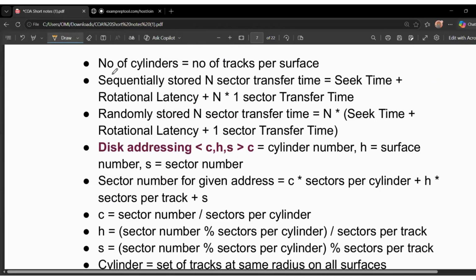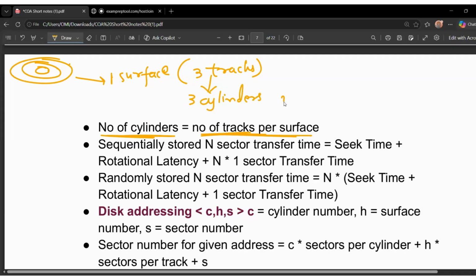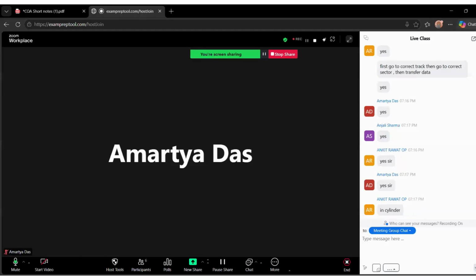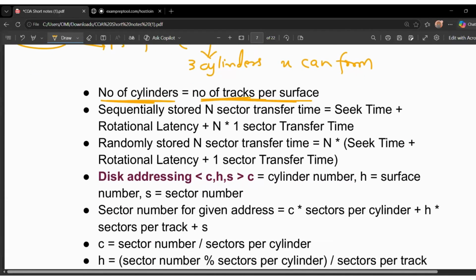Now, if someone asks what is the number of cylinders, the number of cylinders will be the number of tracks per surface, right? Because if this is one surface, in one surface you have one, two, three, so three tracks. So three cylinders you can form, right? So the number of cylinders will be the number of tracks per surface. I think this point is pretty much clear to you all. Right? Now next point.